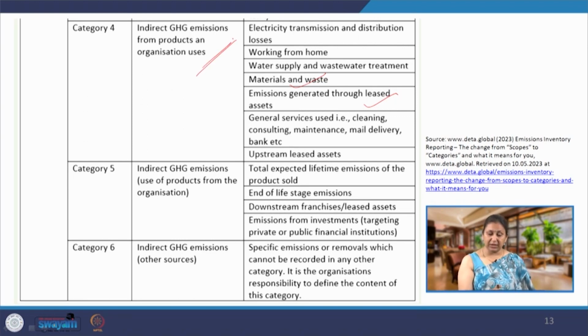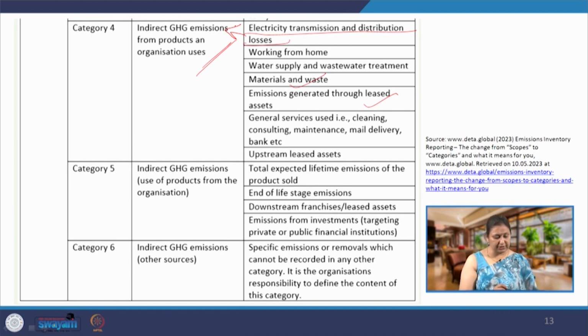So, this is what we are covering as part of category 4, and the electricity T&D losses, the transmission and distribution losses, they are put into this category 4. So, the emissions resulting from direct production will go into scope 2, category 2, while the T&D losses will go into category 4, scope 3.